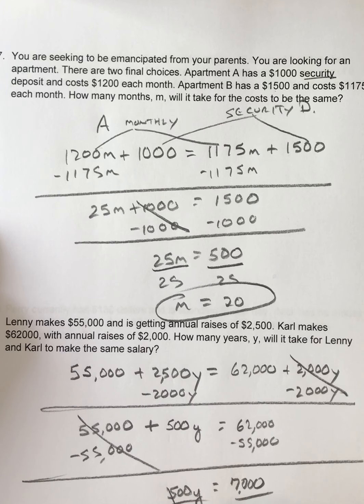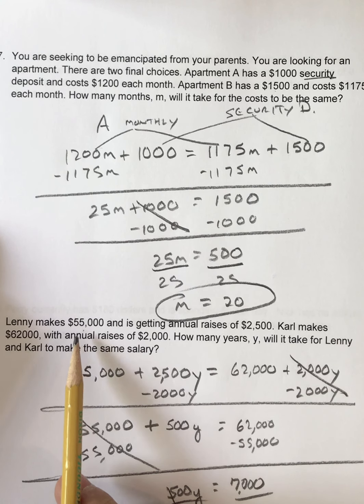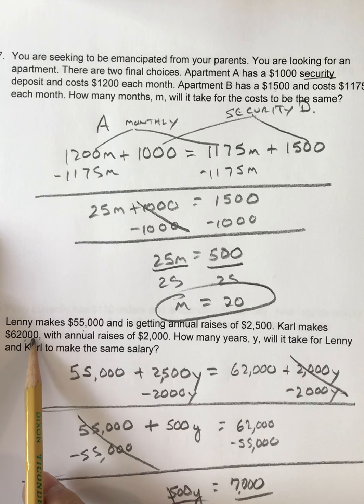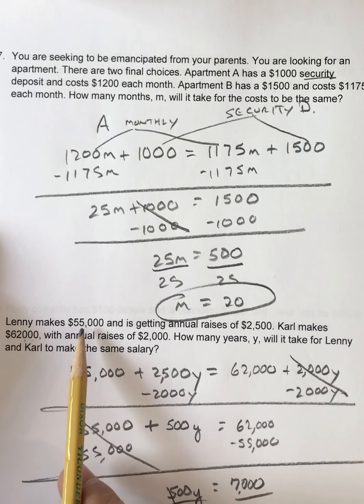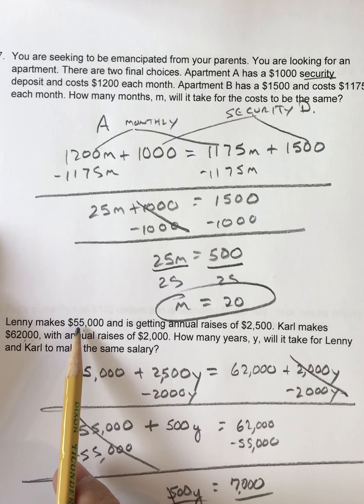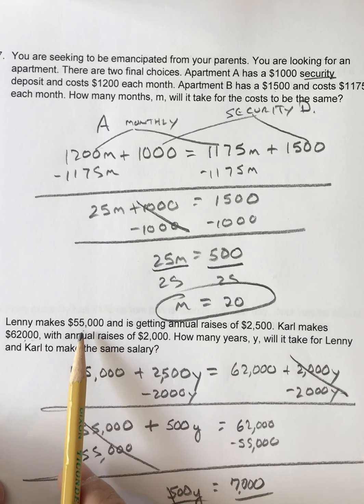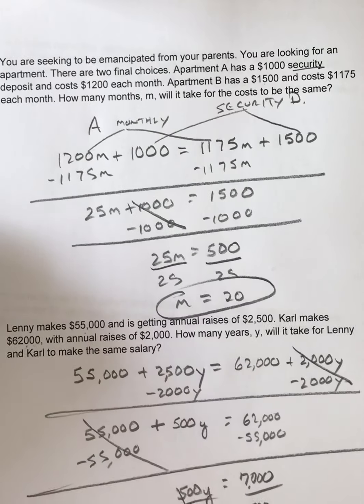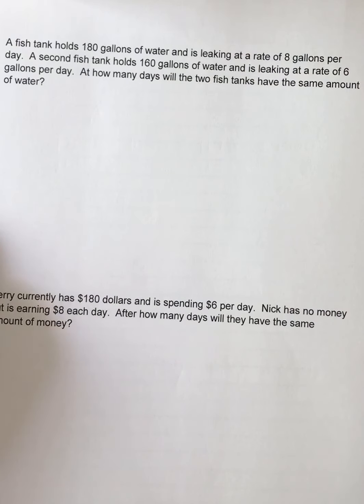In other words, it will take 14 years for Lenny to catch up to Carl in salary. Okay, because Lenny starts at 55 and Carl starts at 62. It'll take 14 years for him to catch up. However, the next year after that, Lenny will start making more money than Carl and will always make more money than him afterwards. It took him 14 years to catch up, but after that, he would be winning that battle if it were a thing.